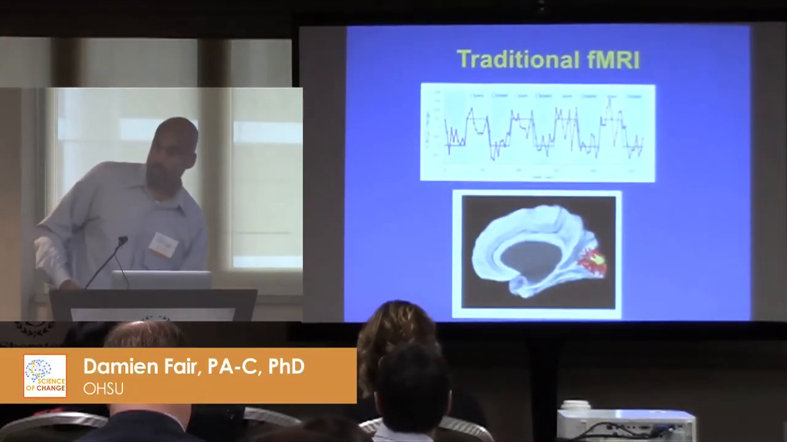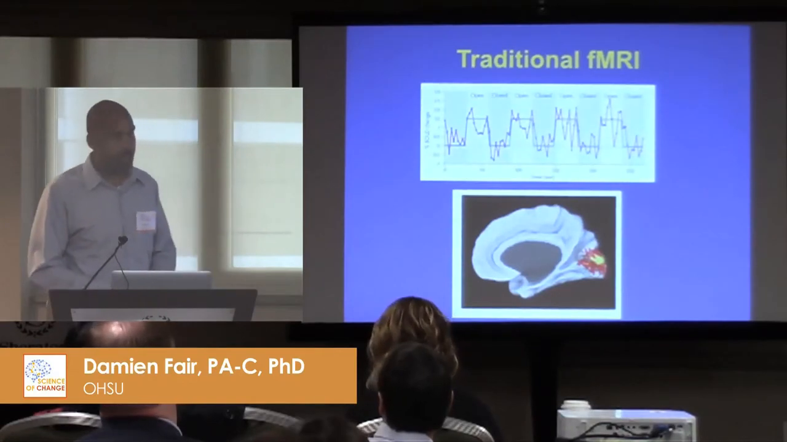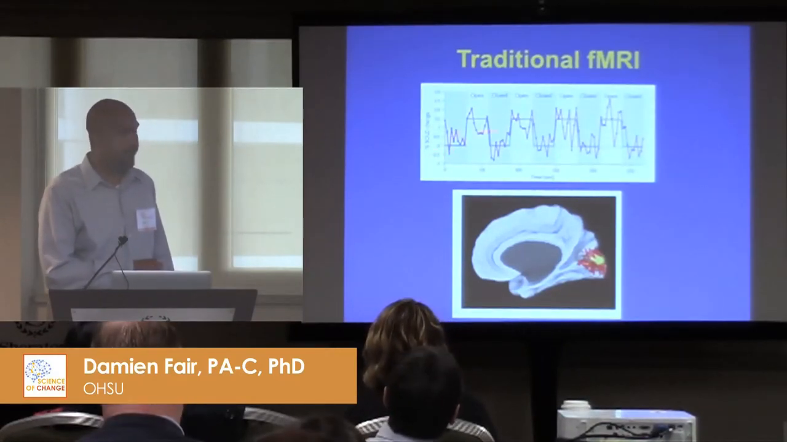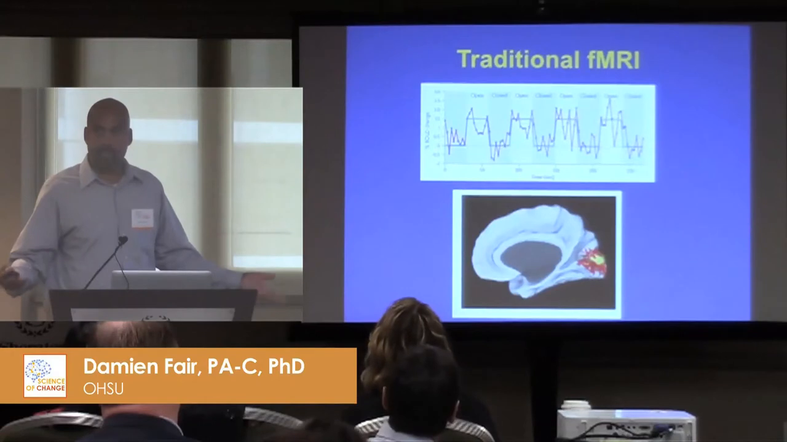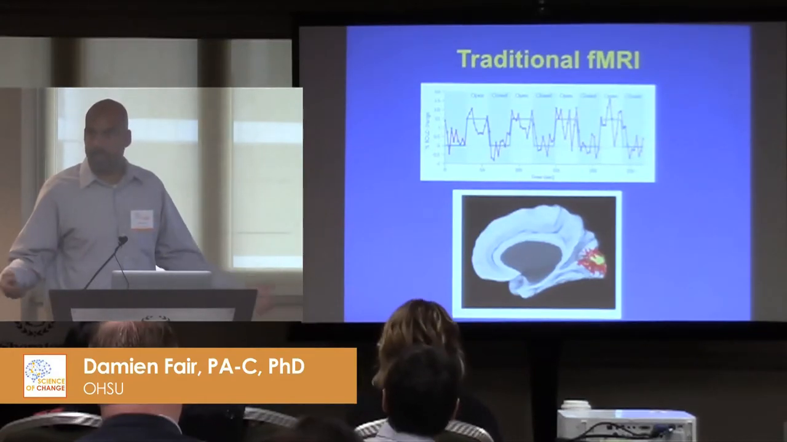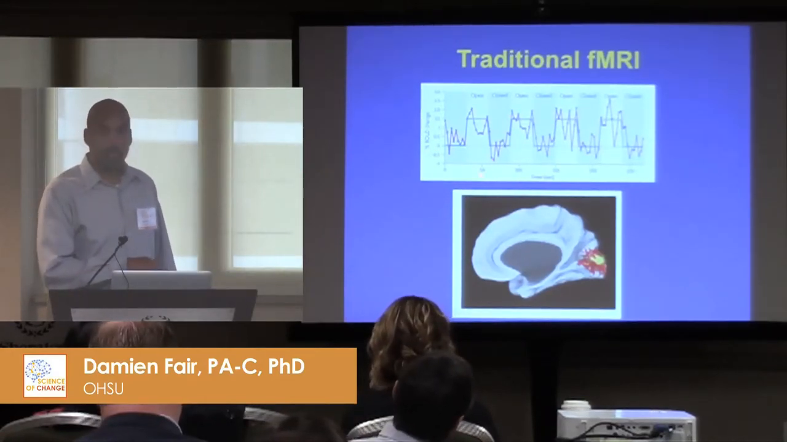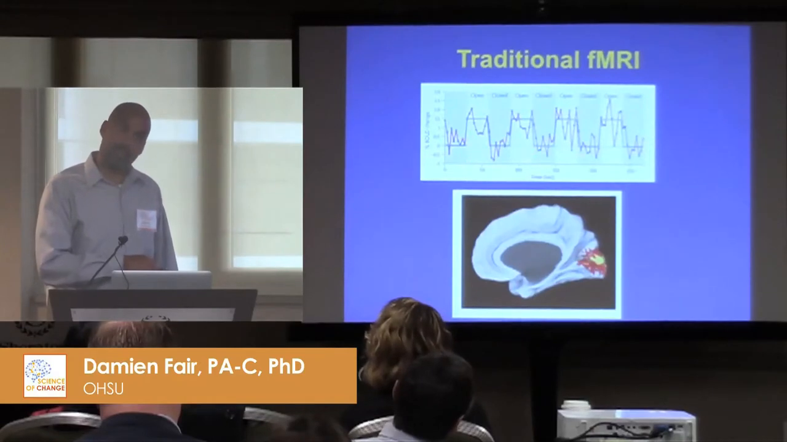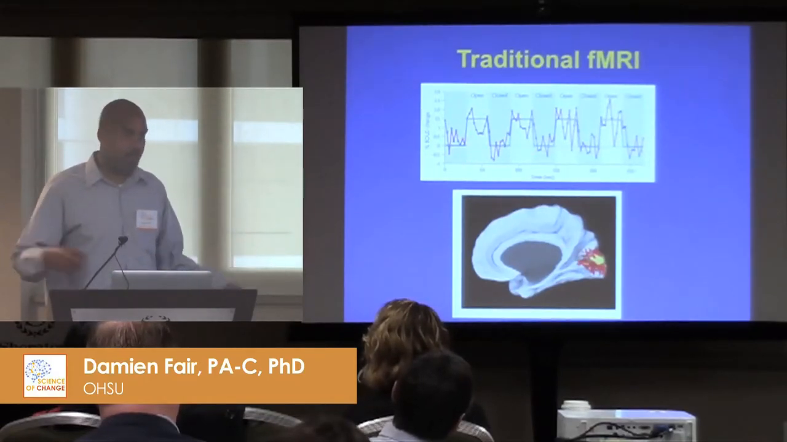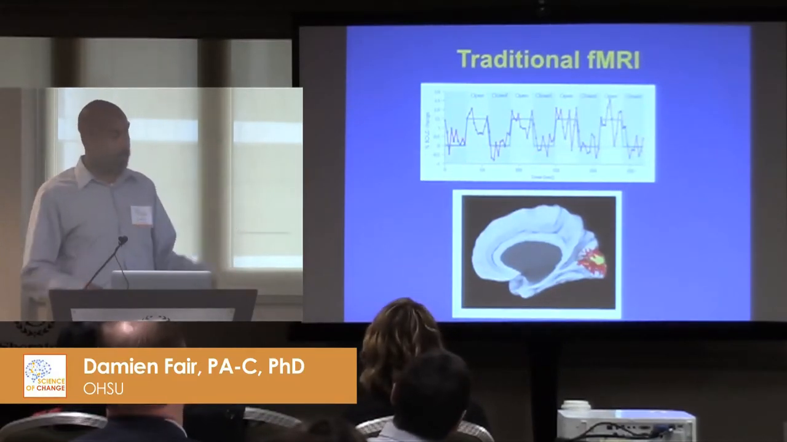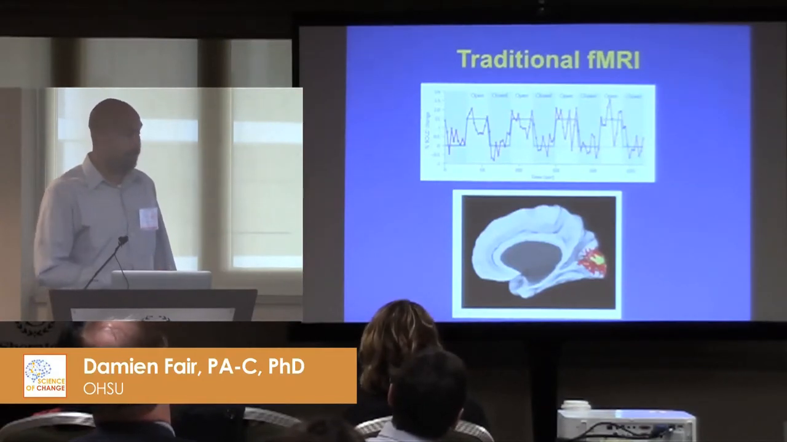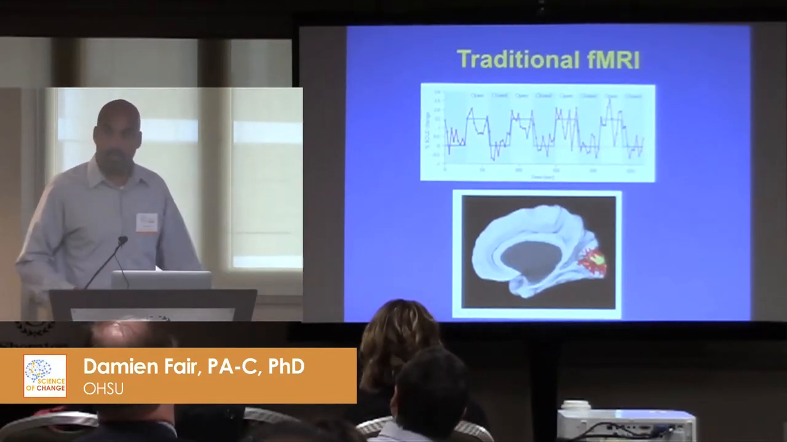Okay, so functional connectivity and graph theory. What is functional connectivity? Well, most people are now familiar with traditional fMRI, where you put someone in a scanner and have them do some type of task relative to some type of control task. So you have them open their eyes and close their eyes, over and over again. Do some type of selective averaging of that signal, and lo and behold, you can see the part of the brain that's active when you're opening versus when you're closing your eyes.